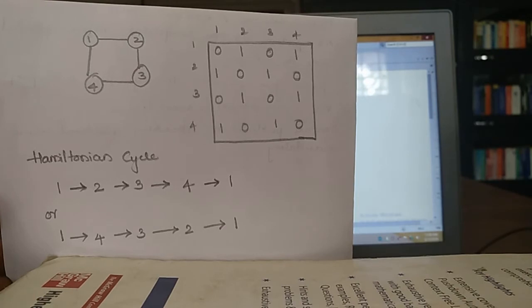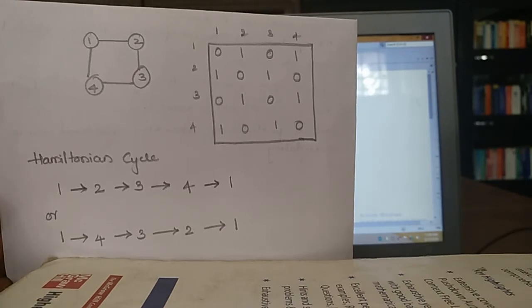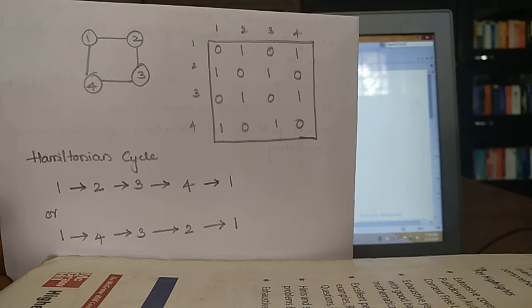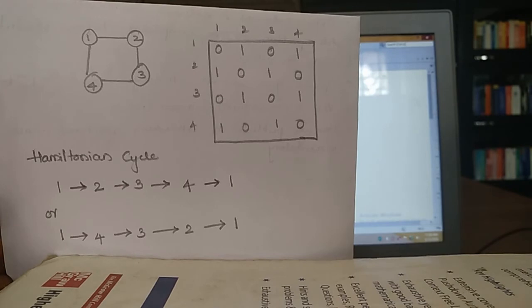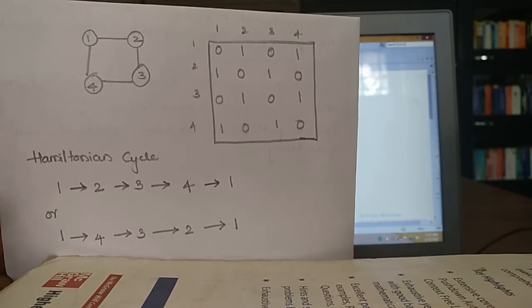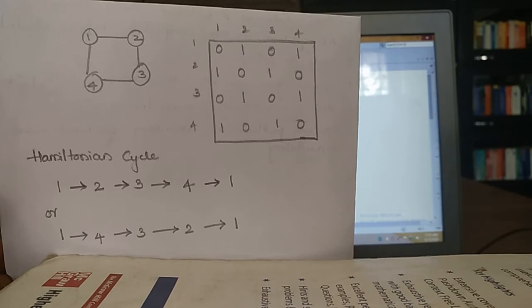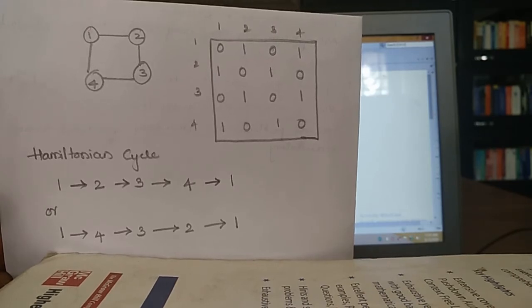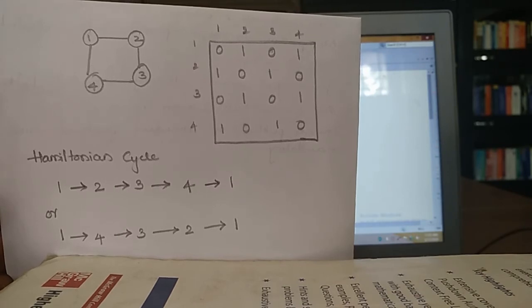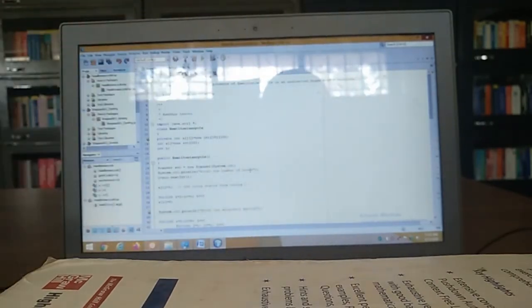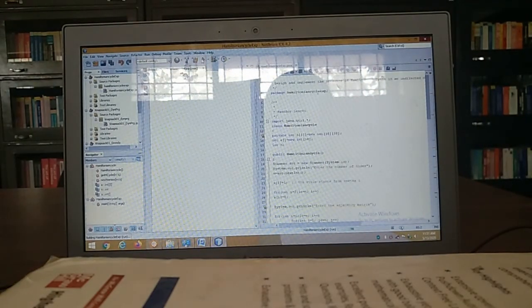So for the Hamiltonian cycle, as we have set the source vertex to be 1, I'll have to visit all other vertices exactly once. So I'll have two possible solutions. Start from vertex 1, go to 2, go to 3, 3 to 4, and back from 4 to 1. Similarly, the other possibility could be start from 1, go to 4, from 4 to 3, 3 to 2, and back to 1. Right? So let us see if our program is doing the same or not. So let me run this.